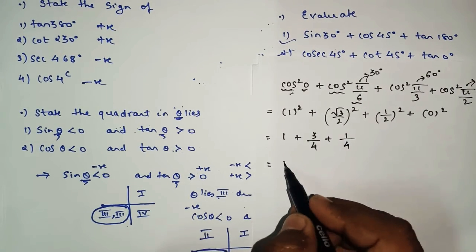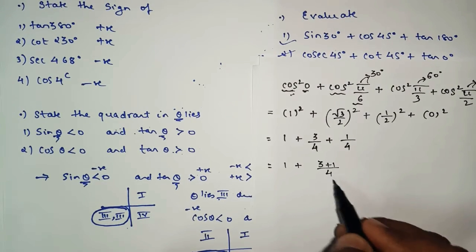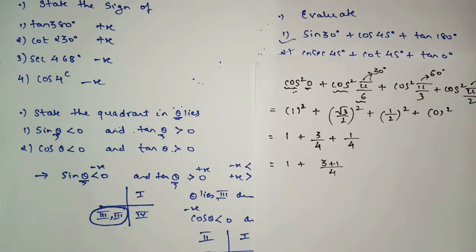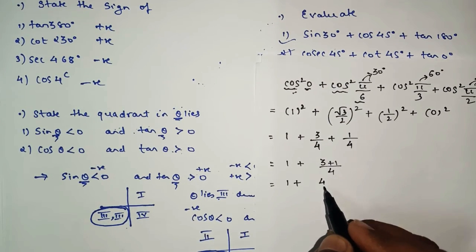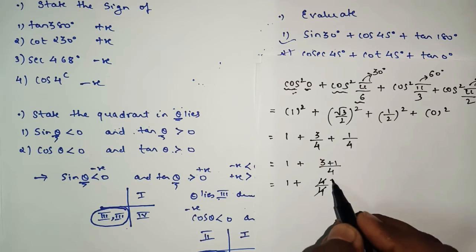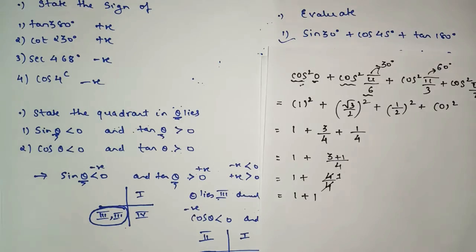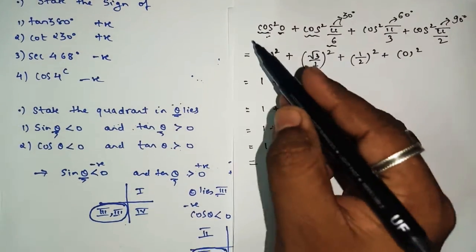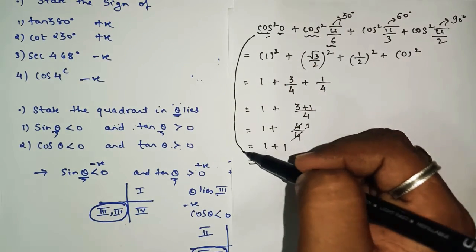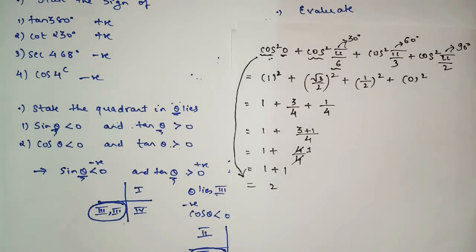Now after this, the denominator is the same, so we can write the denominator one time and simply add the numerator terms. The numerator is 1 plus 3 plus 1, yes or no? So 1 plus 3 plus 1 is 5? No, we get 4 upon 4. Here 4 upon 4 we can cancel, so you are left with 1 plus 1 in the next step. So 1 plus 1 is 2. So the answer for this question is 2. I hope you all understood this sum also.